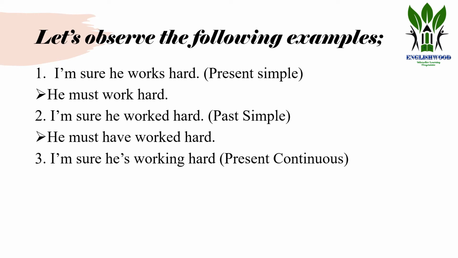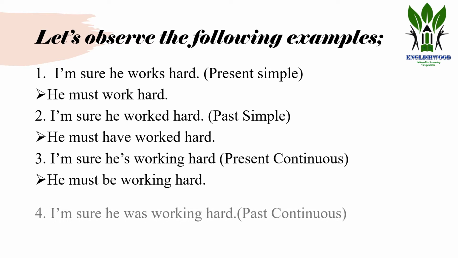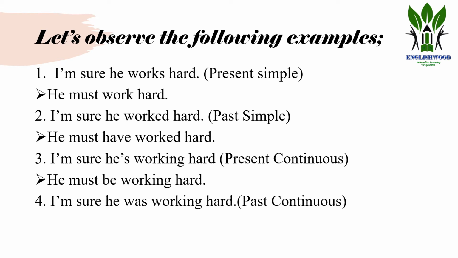I'm sure he's working hard, present continuous tense. Then he must be working hard. उसले पक्कै कडा मेहनत गरिरहेको हुनुपर्छ. So must be working hard. Is working hard becomes be working hard. Then I'm sure he was working hard. Then he must have been working hard. So was working basically means have been working hard.